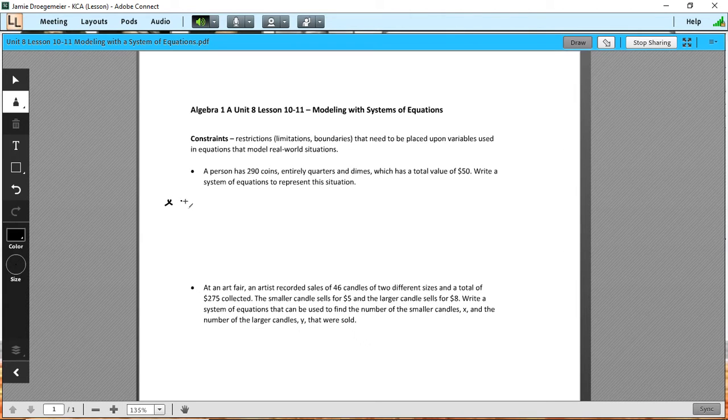I'm going to define my variables. So I'm going to use X to represent the quarters and Y to represent the dimes. Well, I know that in total they have 290 coins. So if I add the number of quarters, which is X, and the number of dimes, which is Y, that total is going to be 290 coins. So that's going to be one of our equations.